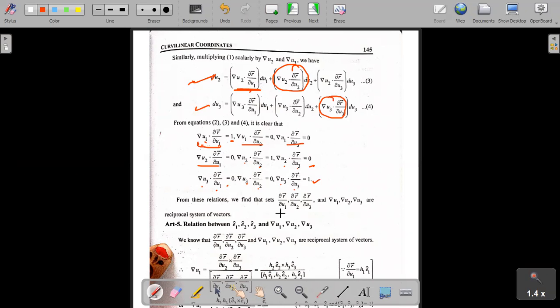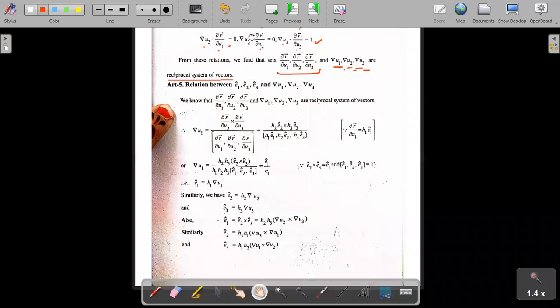So what comes from here is that del r by del u1, del r by del u2, del r by del u3, and the normal vectors, gradient vectors, they are all forming the reciprocal system. Is it clear? Yes, ma'am. By using the definition of the reciprocal system, since these systems are forming the reciprocal system, we know we can write them in terms of each other. So these are the reciprocal systems. So it means how much is del u1, what is del u1?